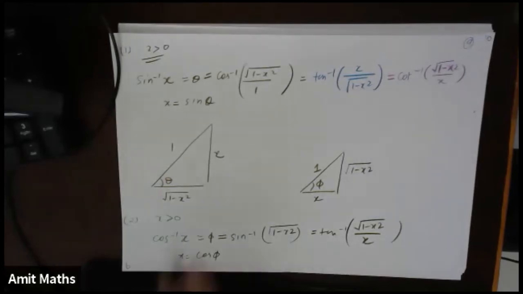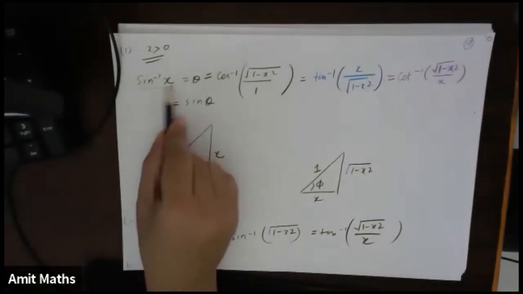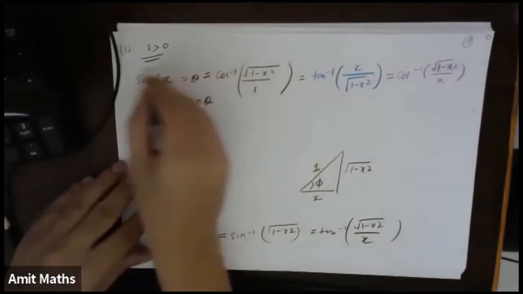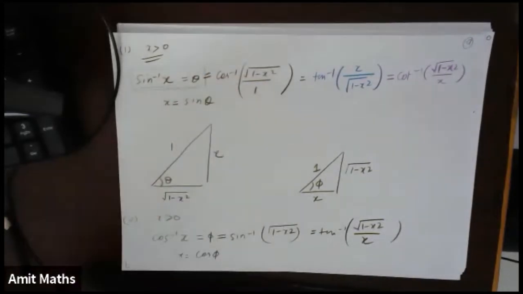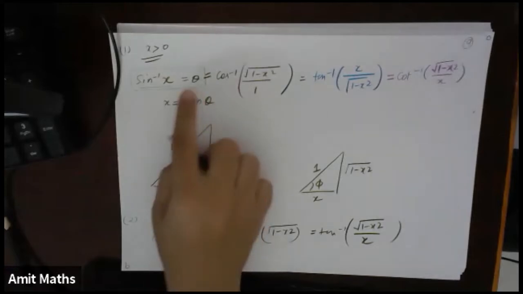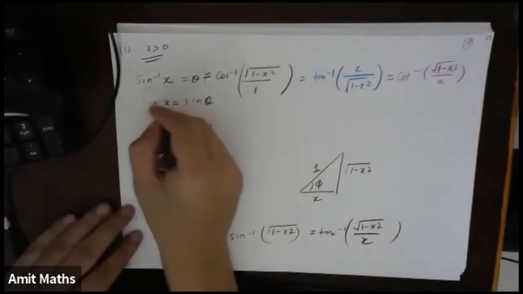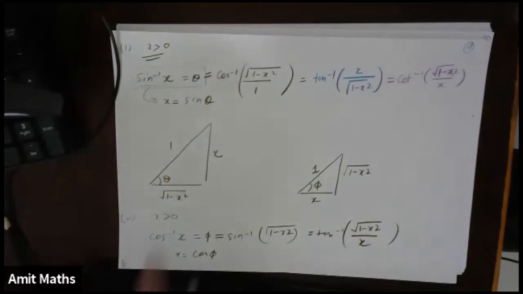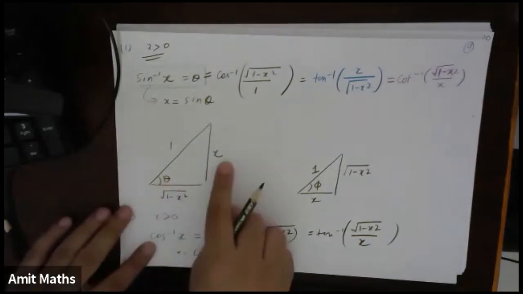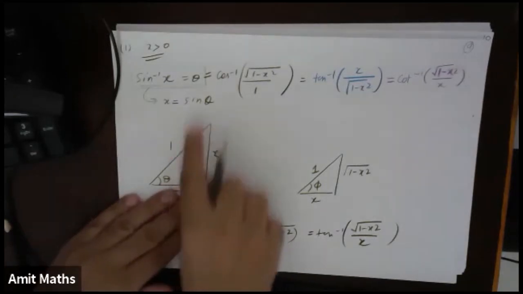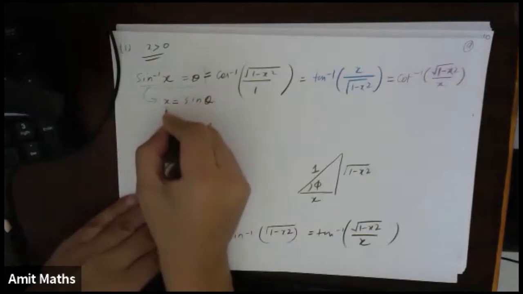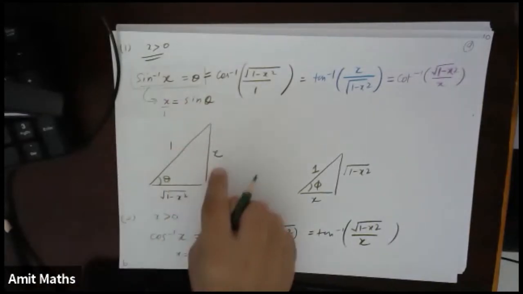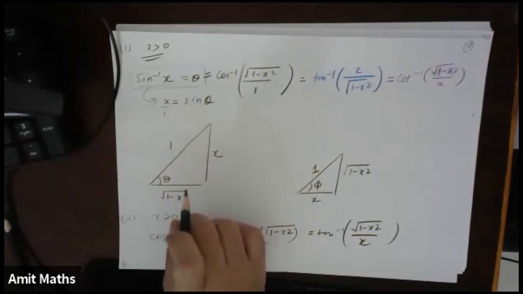So what I did, I simply equated sine inverse x equals to theta, right? So from this I will get x is equals to sine of theta. So that means sine of theta is x upon 1. So x becomes the height and 1 becomes the hypotenuse.